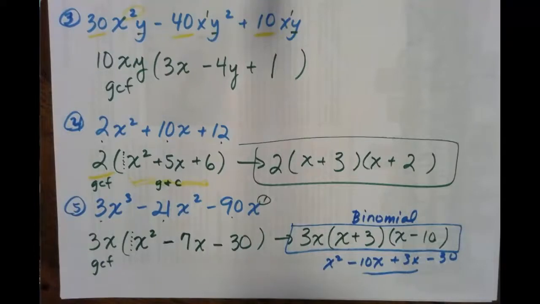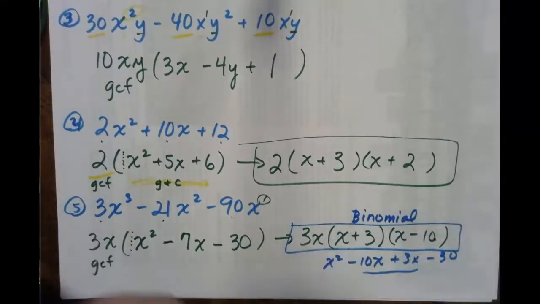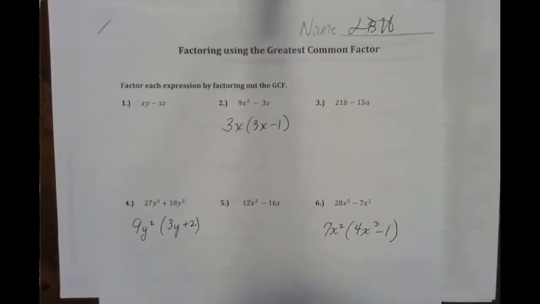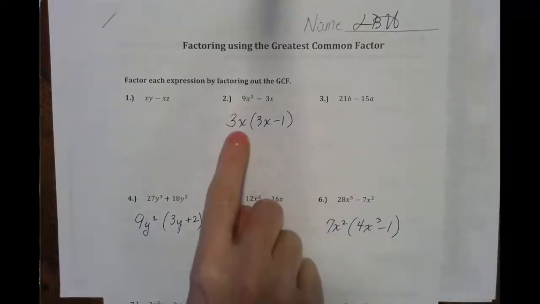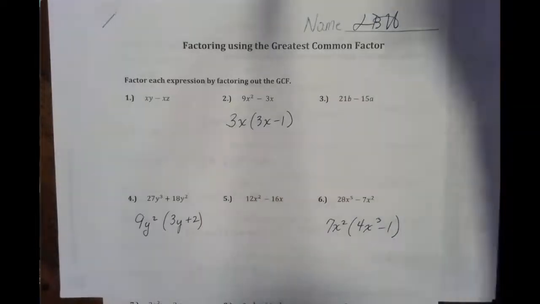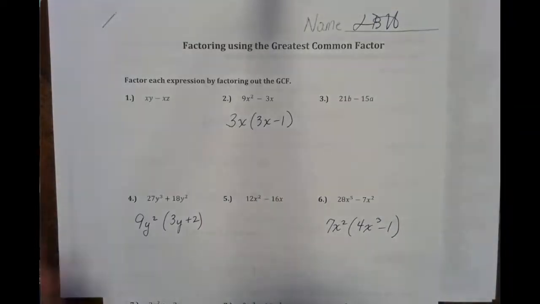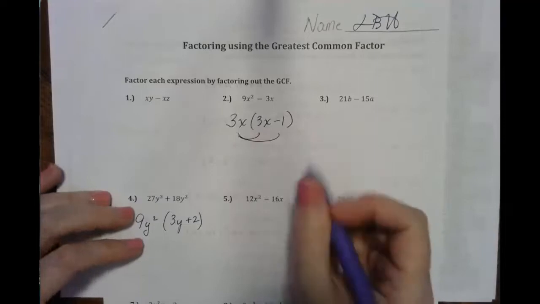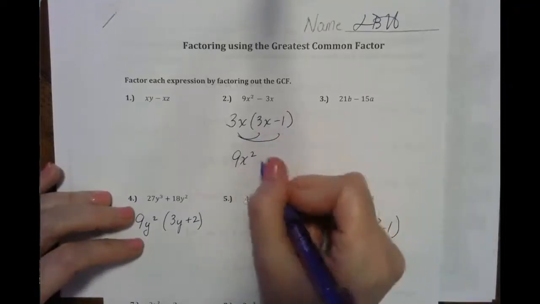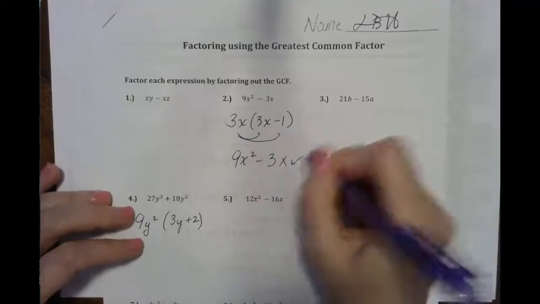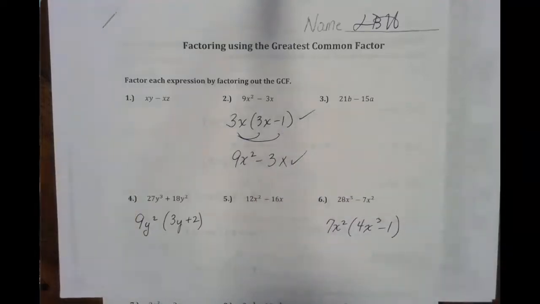So there are your warm-ups. Let's take a quick look at the homework assignment I asked you to do. Let's check a few of these. So here we go. On the front, I ask you to do the evens. Number 2, you can take out a 3x. We can give it a quick check here, and this is how you check them. So you just distribute it back in. 3x times 3x is 9x squared. 3x times negative 1 is negative 3x. Yes, it checks. Those are the factors.